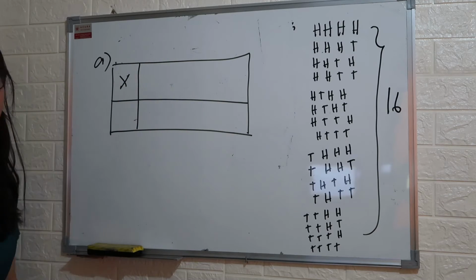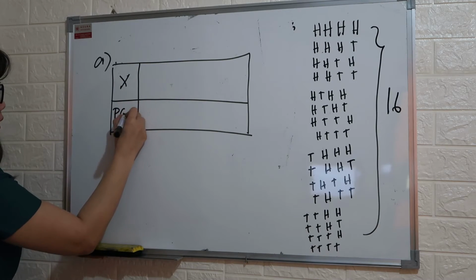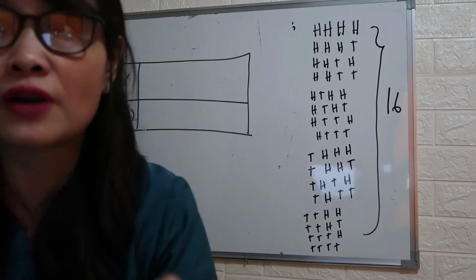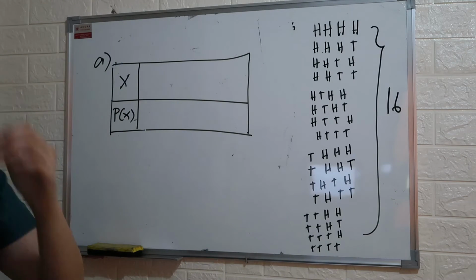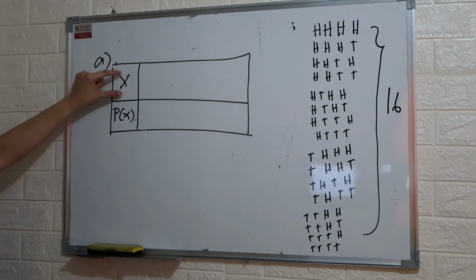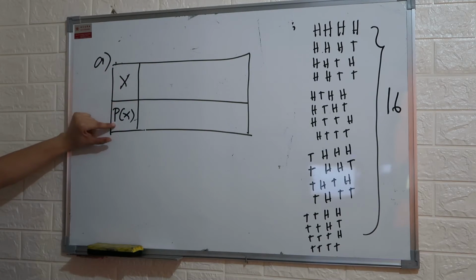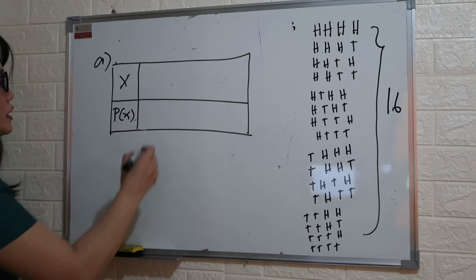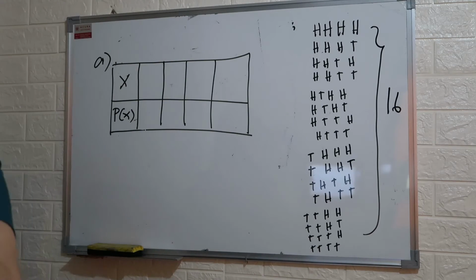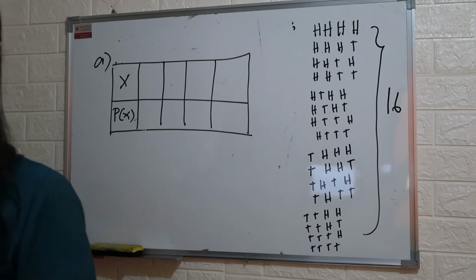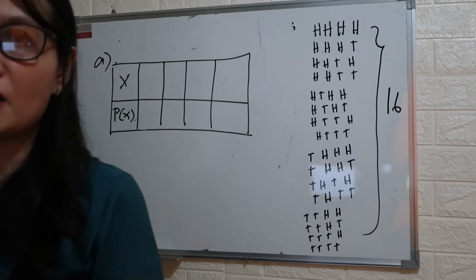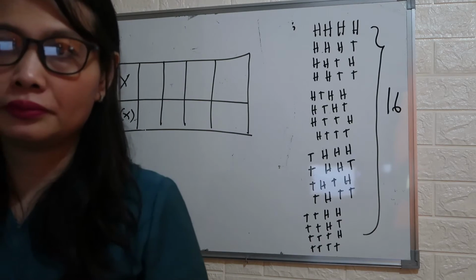First will be the number of tails, and then the second will be the probability of getting those tails. So first column, x, pertaining to the number of tails, and then we have the probability of the number of tails. Now, what are the possible values of the number of tails? How do we represent that in terms of value?